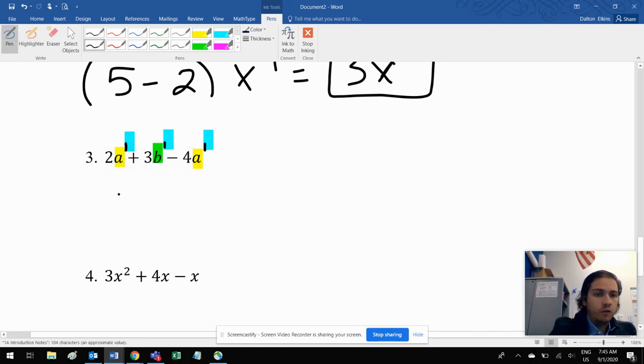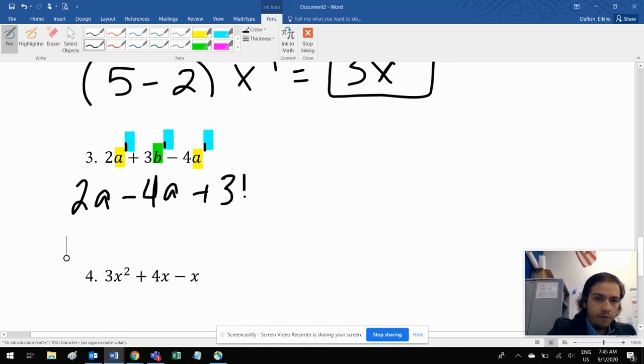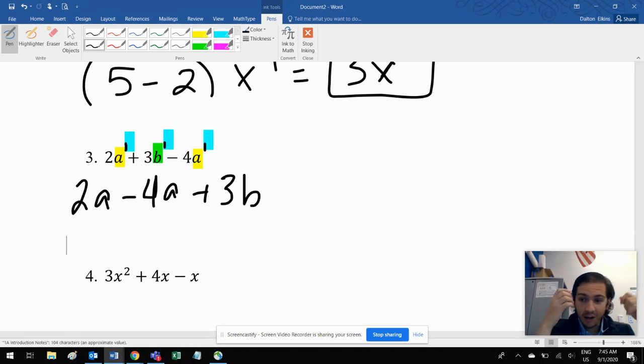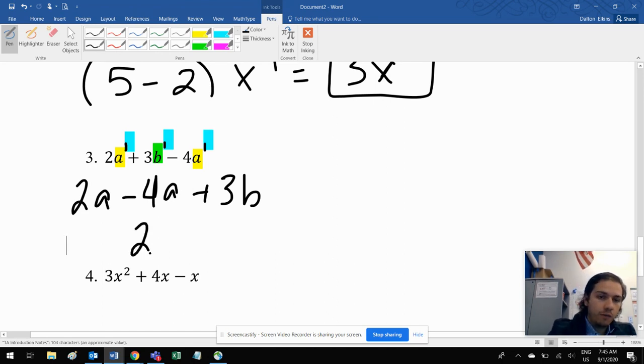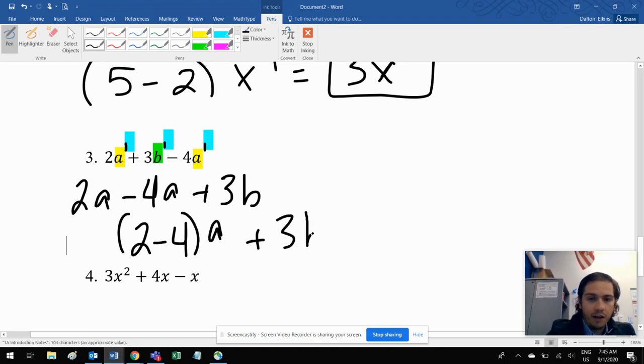So we have 2a minus 4a plus 3b. Yes, I just rewrote the equation like that. And no, it's not illegal. We can rewrite equations how we want to, as long as we're obeying the math rules. So we have a and a, right? A to the power 1. So we have 2 minus 4, a. And then there's that 3b tacked on at the end there.